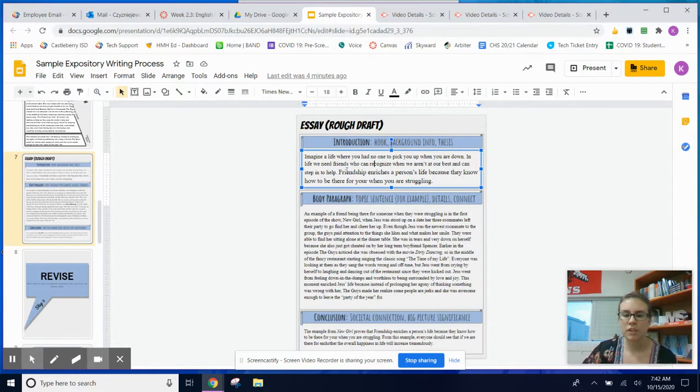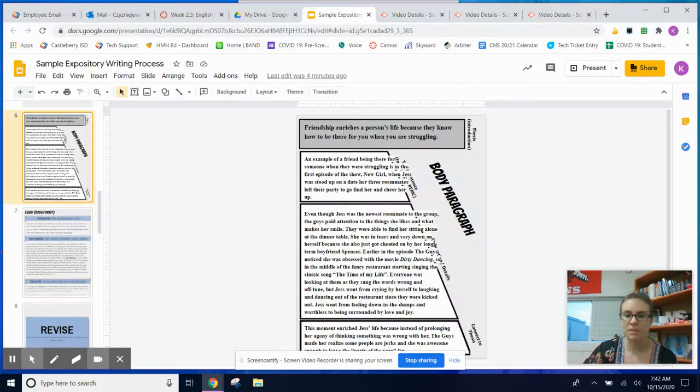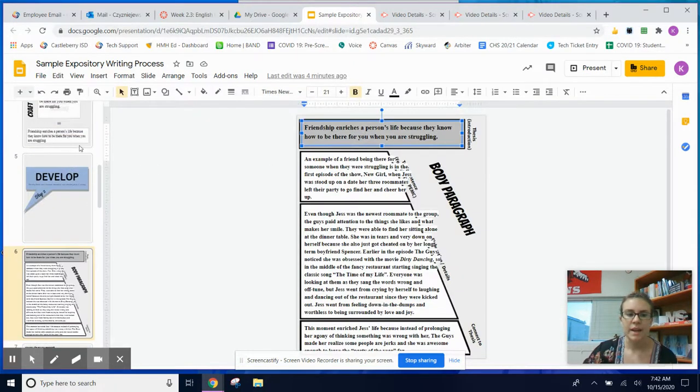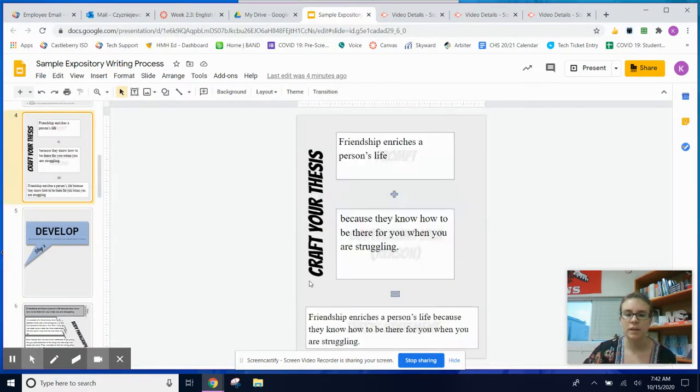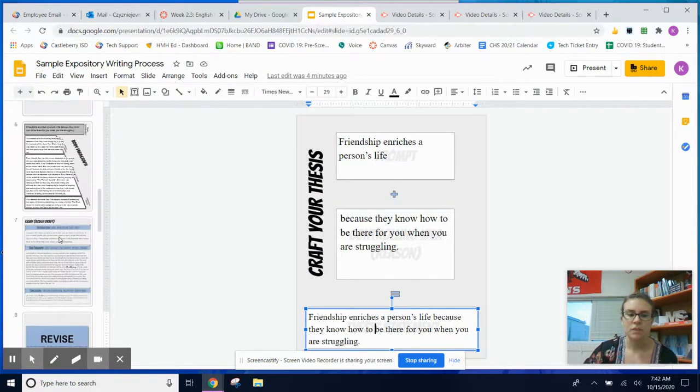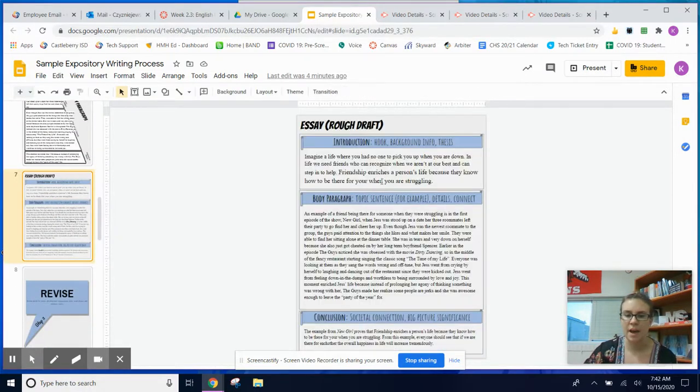Your introduction, I would start by copying your thesis statement over right away. Notice, friendship enriches a person's life because they know how to be there for you when you're struggling. Matches my thesis statement at the top of this slide and the thesis statement that I created on the bottom of this slide. So I would copy and paste that right there.